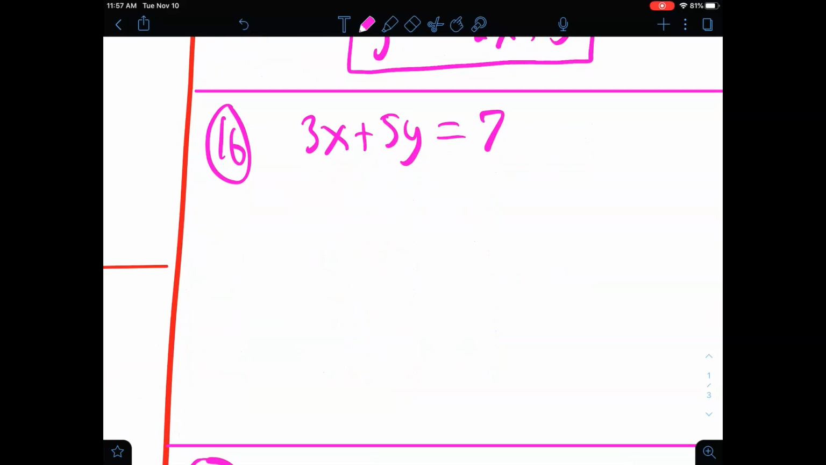All right, number 16, we have 3x plus 5y equals 7. We need to get y by itself. So what's the first step? If we had 3 plus 5y equals 7, what would you do first? Well, you would subtract 3, right? Well, we're going to do the same thing here, because we're going to subtract 3x from both sides. We're going to get rid of that 3x from both sides. So we're going to get 5y equals negative 3x plus 7.